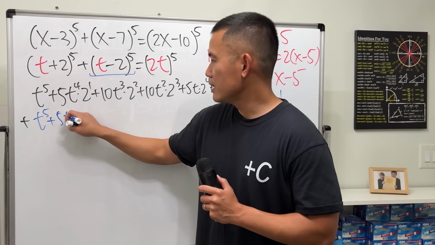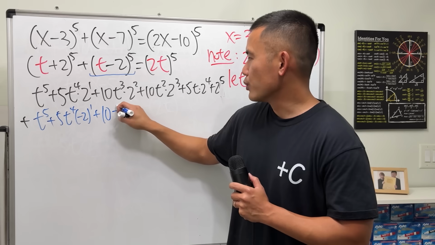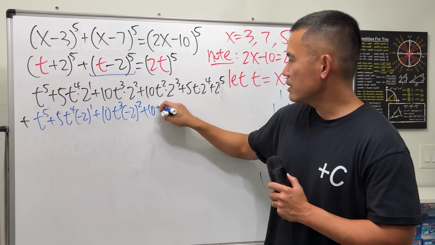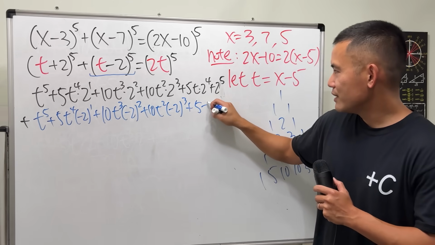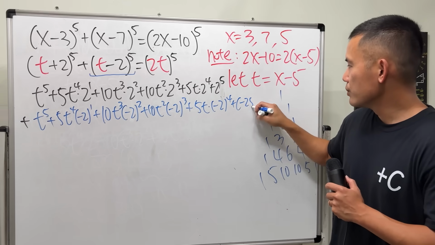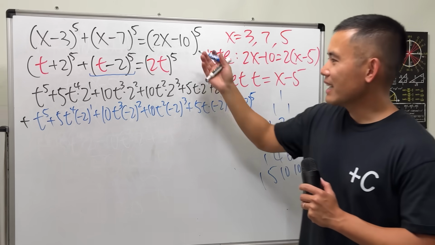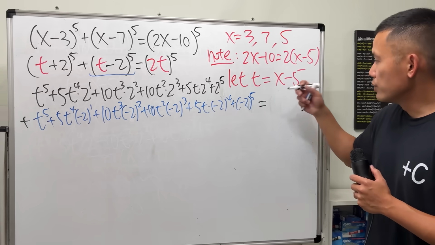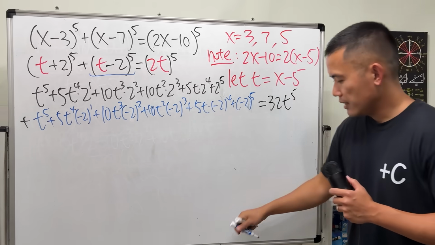So 5t to the 4th times negative 2 to the 1st, and then yeah, continue. This is more consistent in my opinion. And then just 10t square, negative 2. And then 5t times negative 2 to the 4th, and then plus negative 2 to the... Oh, why did I write 25 again? Yeah. And then lastly, that's equal to... And this is equal to 2 to the 5th, which is 32. And then we have t to the 5th. Now here's the deal.